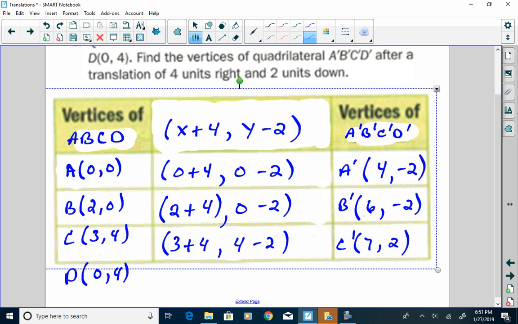And for point D, we start at 0 for x, and then we have to add 4 to that 0. And for y, we're starting with 4, and we're going to have to take away 2. So D prime is going to be located at 0 plus 4, which is 4, comma, 4 take away 2, which is 2. So we're able to find each one of our image points by using the rule. And our rule comes from the direction and distance, right? 4 units to the right, we're adding 4. 2 units down, we're taking 2 away from the y value.